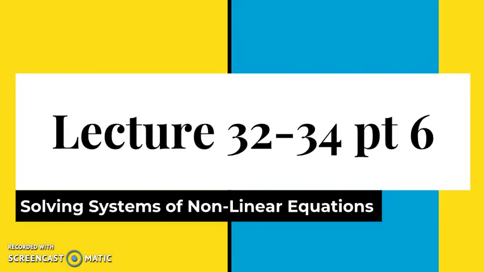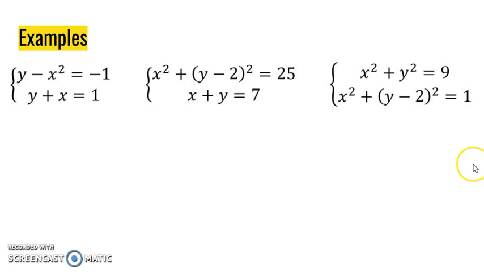Okay, so starting out, lectures 32 through 34, part 6, this is solving systems of nonlinear equations, okay? So let's look at a couple of examples of nonlinear equations. My first one here: y minus x squared equals -1, y plus x equals 1. Here I've got an example with a parabola and a line, okay? So some nonlinear there with the parabola.